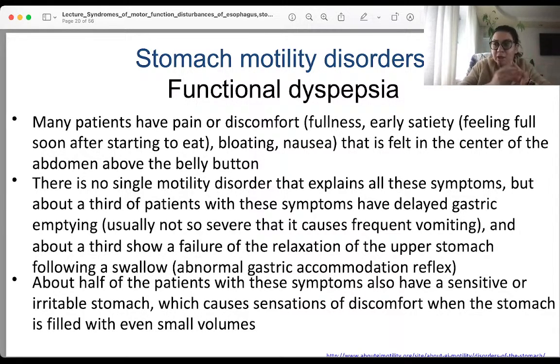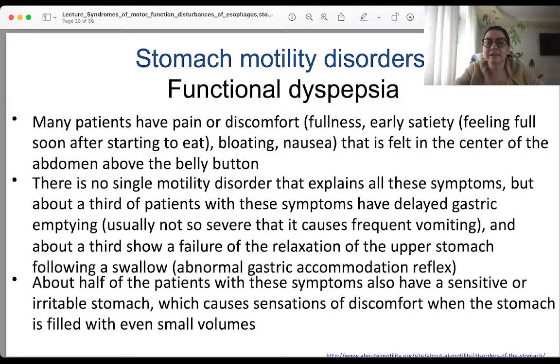But on the other hand, there are no objective features of these disorders at all. This group of diseases we name functional, and what I'm going to discuss with you today is functional dyspepsia. Many patients have pain or discomfort. As I told you, these are subjective symptoms of patients. Usually they feel fullness, early satiety, or feeling full soon after starting to eat. Bloating, nausea, that is felt in the center of the abdomen above the belly button.